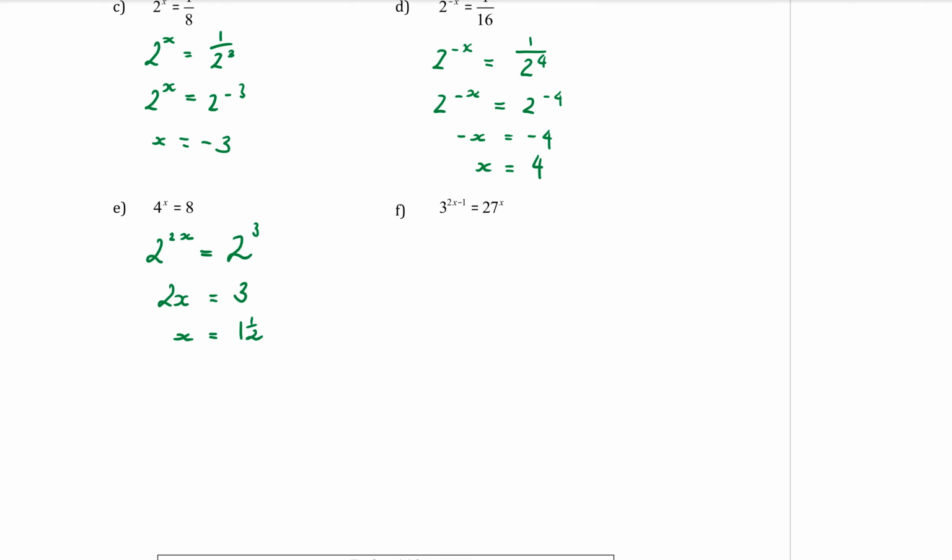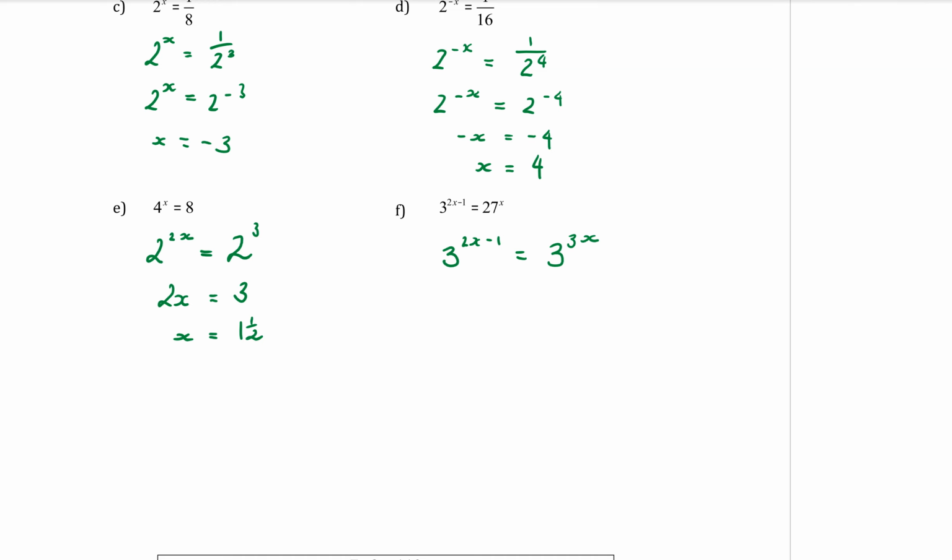Yeah, done. F. We have a base of 3 on the left. Can I write 27 with a base of 3? Yes. It is actually a yes. It's 3 to the power of? 3. Nice try. So, on the left-hand side, it already has the right base, so let's leave that one. On the right-hand side, 27 is 3 to the power of 3, and the x, remember, it's multiplied with that, so that's going to be 3x.